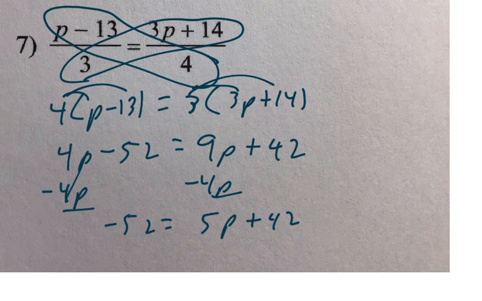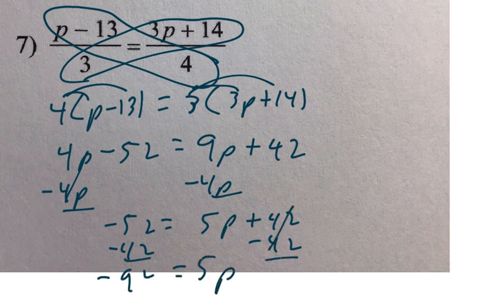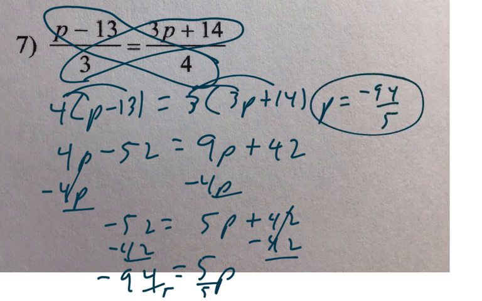Now, let's get the numbers by themselves by minusing 42. So 5p is going to equal negative 94. So we're going to divide by 5. And p is going to be negative 94/5. And you can leave the answer just like that. You don't have to divide and make it a decimal. Okay. I'm not sure whether my answer key has fractions or decimal. I better divide and make it a decimal here.